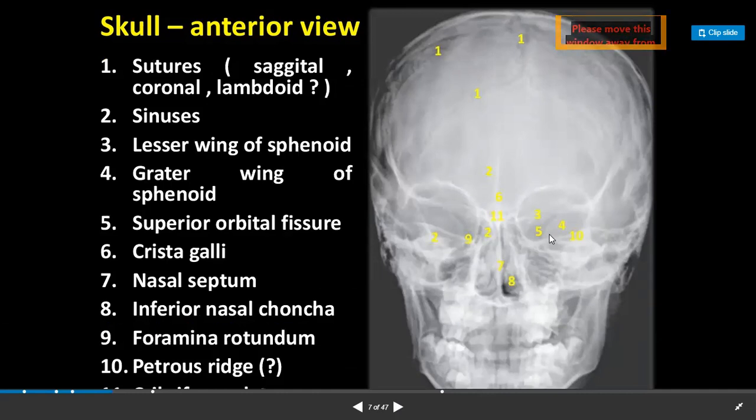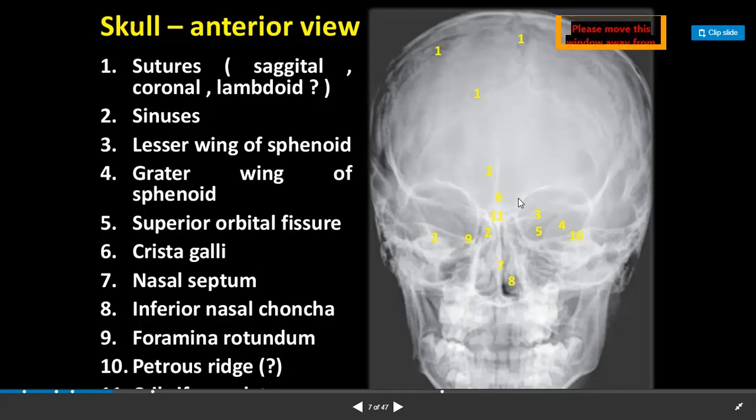Okay, so number 3 is inside the orbit. It is actually showing the lesser wing of the sphenoid bone. Number 4, you can see this is the greater wing of the sphenoid bone. Between the lesser and greater wing, you are finding there is an opening passage, that is the superior orbital fissure.